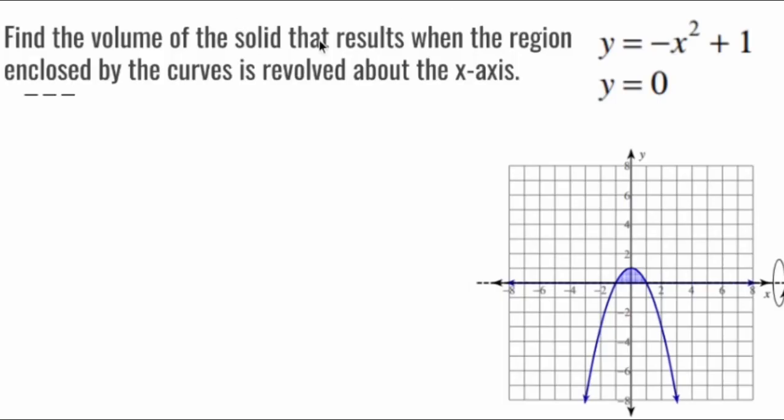Find the volume of the solid that results when the region enclosed by the curves is revolved around the x-axis. All right, so basically what we're doing is we're taking this little circular looking thing right here, and we're pretending that it's like a piece of paper, like a 3D printer thing, and we're spinning it around. So what's going to happen is this little orb right here is going to spin around and create a 3D orb looking thing.